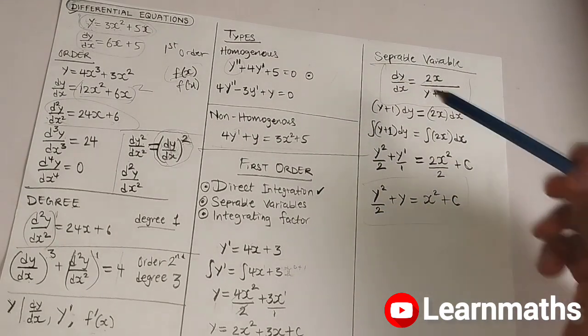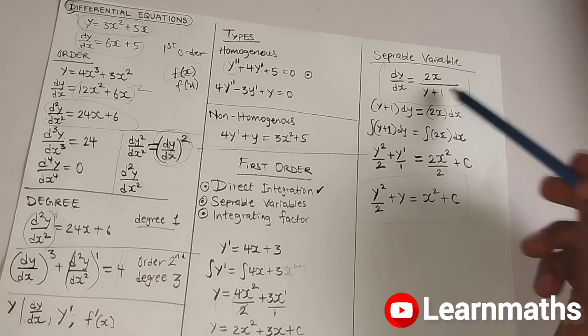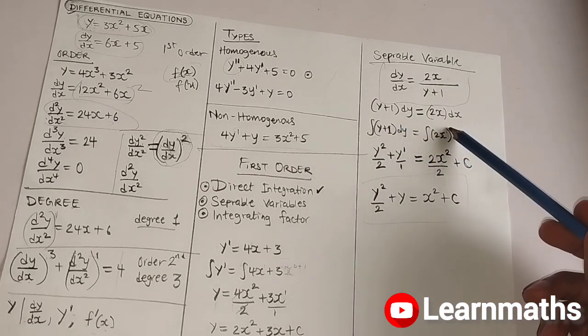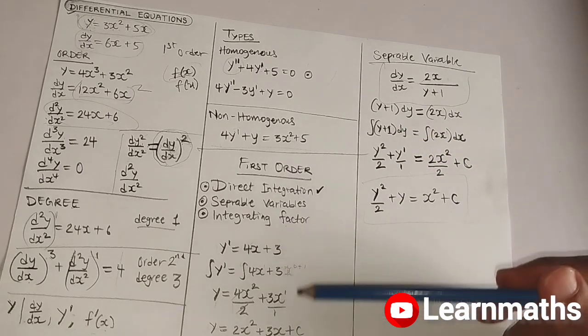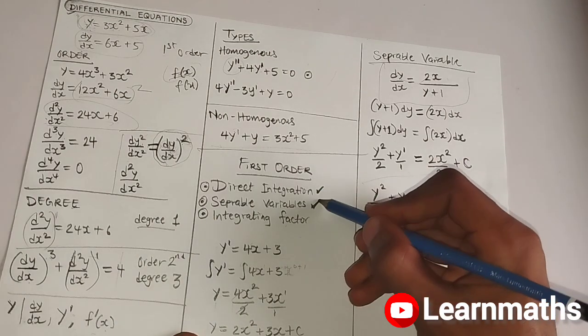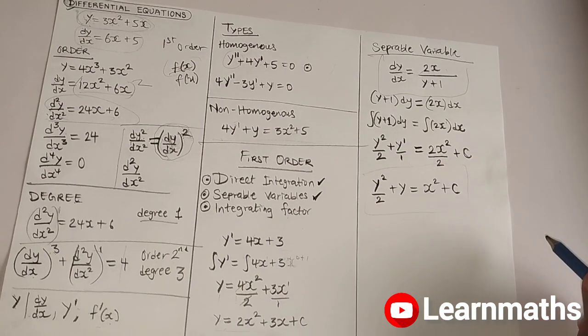So basically what we did, we separated these variables that were mixed and we proceeded to solving it with just the integration method. All right, so we're going to look at the integrating factor method next.